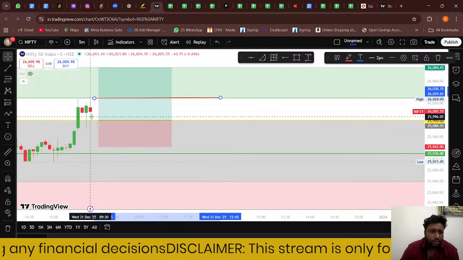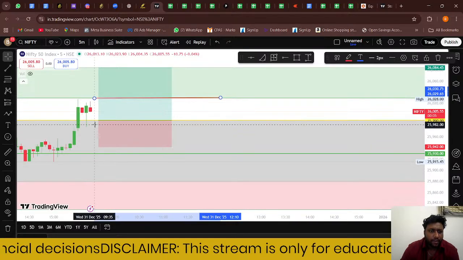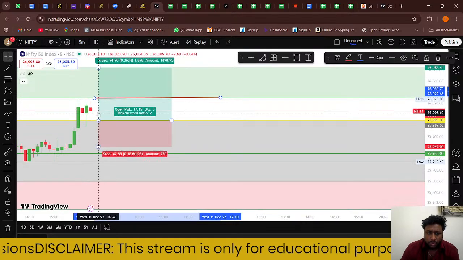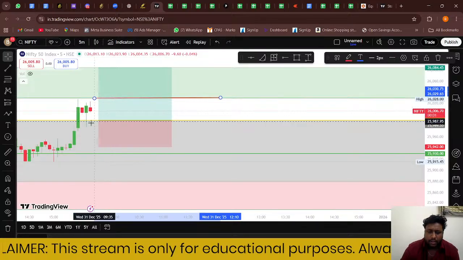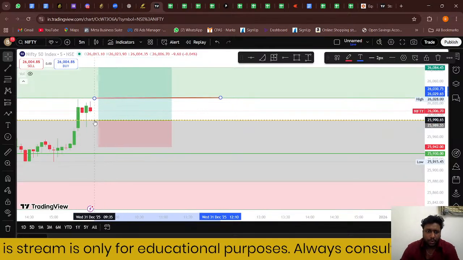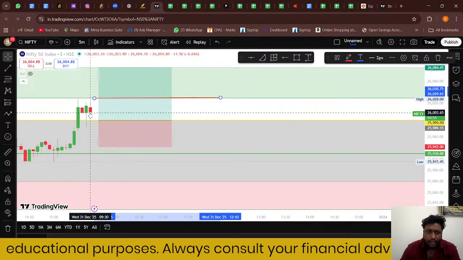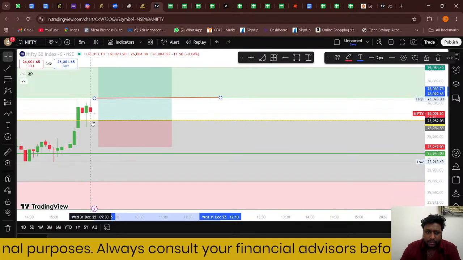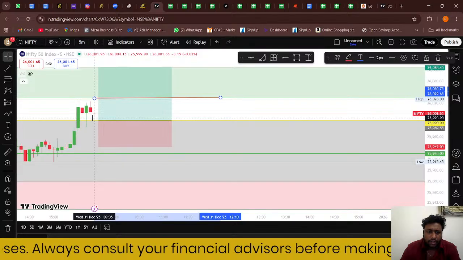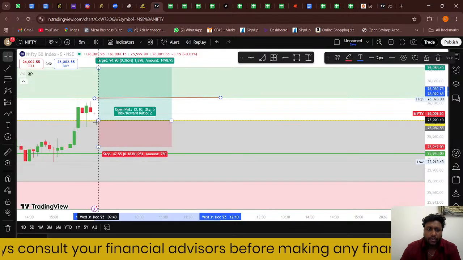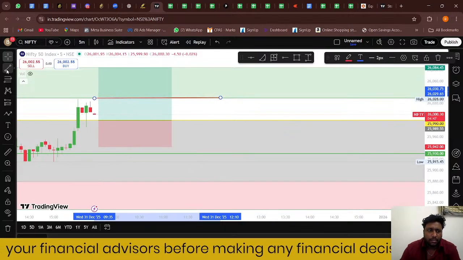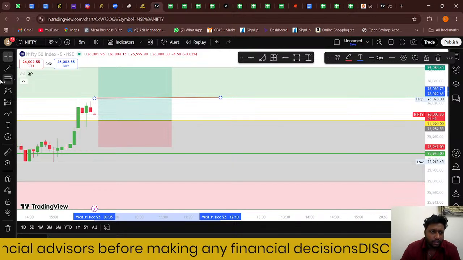But if it is crossing down below this level, then wait for that crossover again. Wait for that retest again, closing above this level. Then only plan your trade. Don't just go for it. When it tests this level, don't go for entry. If it is crossing down, then wait for the pullback, the reversal, to happen.